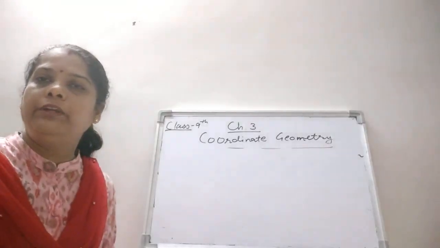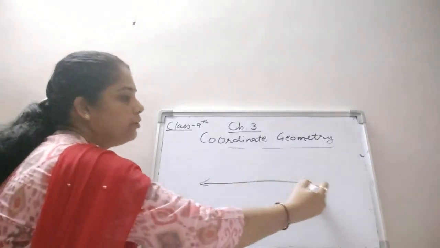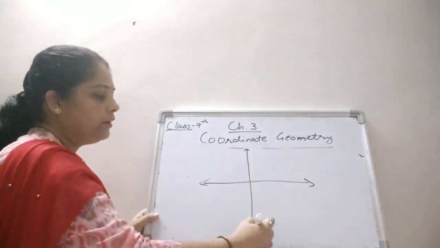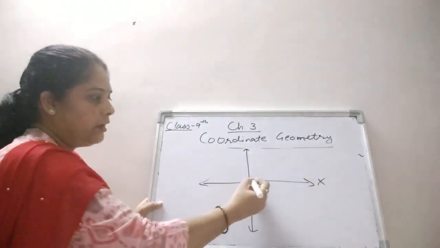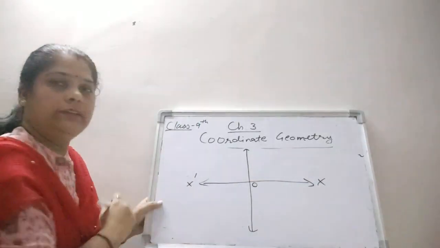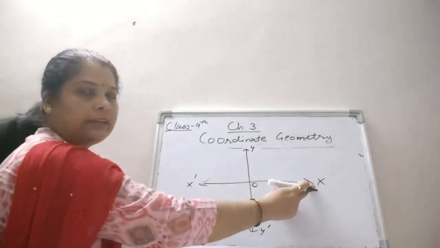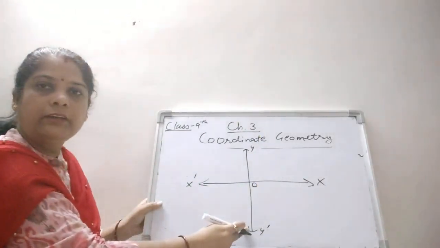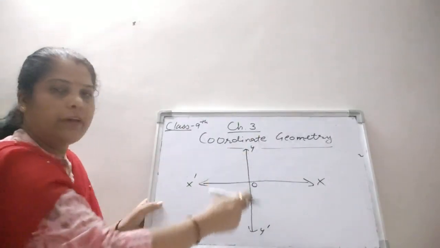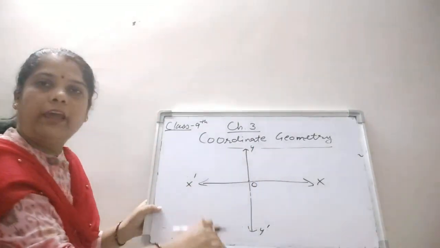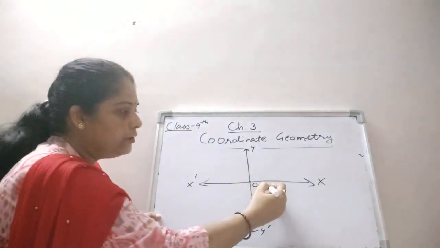So this is the ordered pair of numbers. Now to locate a point in a plane, we need two lines. One is a horizontal line and another one is a vertical line. Remember, this horizontal line is called X, O, X dash, and this vertical line Y, O, Y dash. This is the X axis and this vertical line is the Y axis. When these two lines intersect, they intersect at point O, that is called the origin, and the coordinates of the origin are 0, 0.